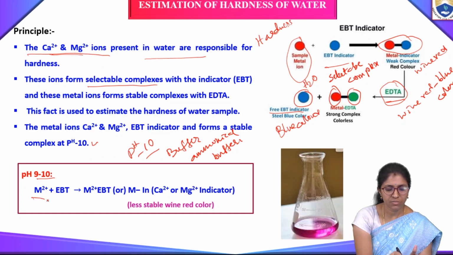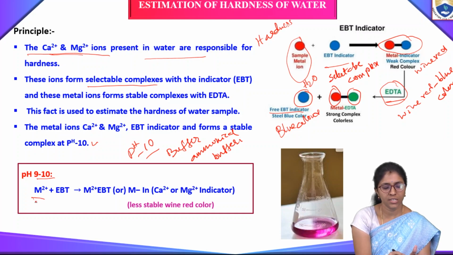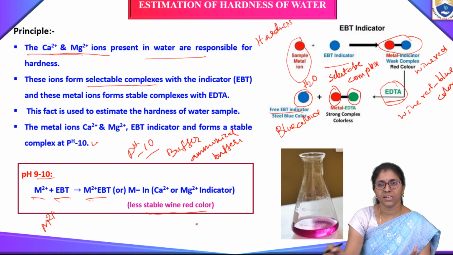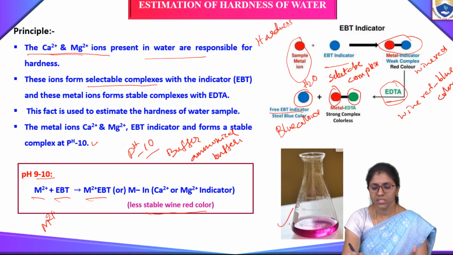So this is the reaction. The metal ion is indicated by M, and since it is bivalent, M plus 2. This first reacts with EBT, forming the metal-EBT, or metal-indicator, complex. This is wine red in color.